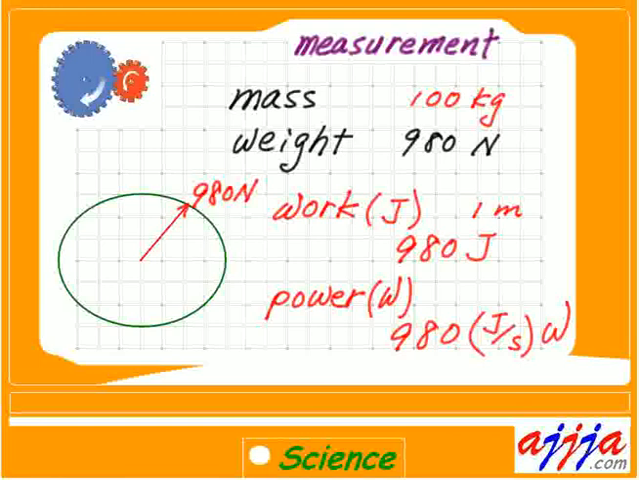If you take longer, let's say you took 2 seconds, that means you have to divide by 2, right? So if you take 2 seconds, 980 joules divided by 2 seconds is 490 watts. See, less power.